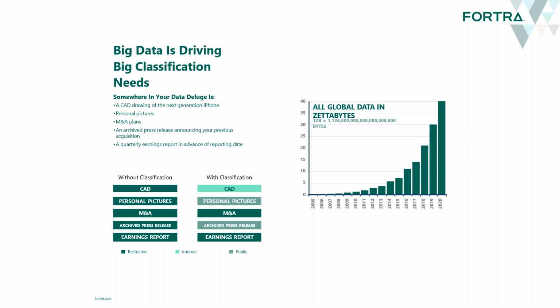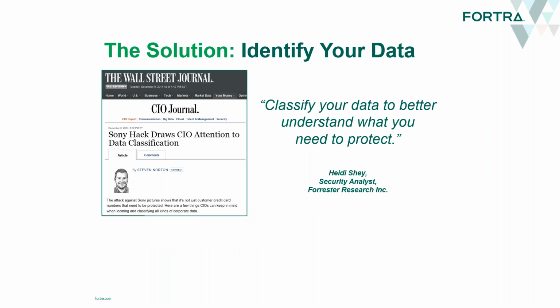Mergers and acquisitions, well, definitely that you want to keep close to your chest. And the archived press releases, they may be public. Usually they are because they're already out there in the street. And then lastly, your earnings report. That's extremely sensitive material, particularly around quarterly reporting and federal reporting requirements. So these are things to think about.